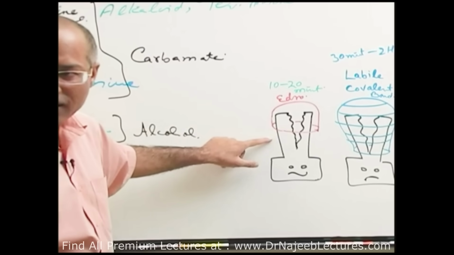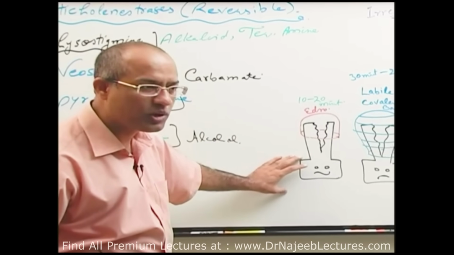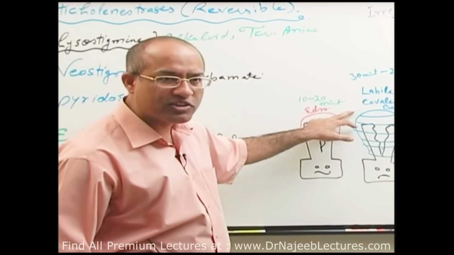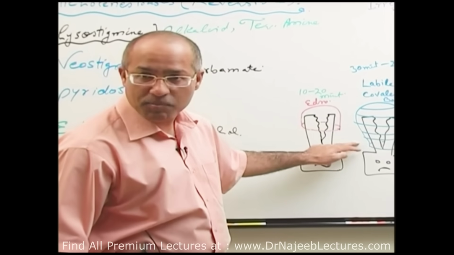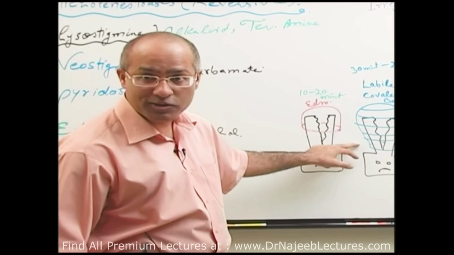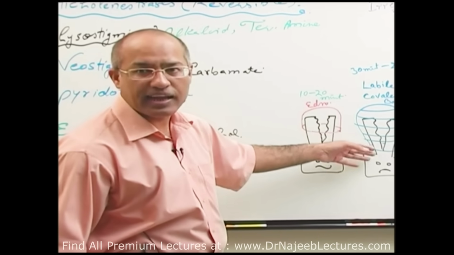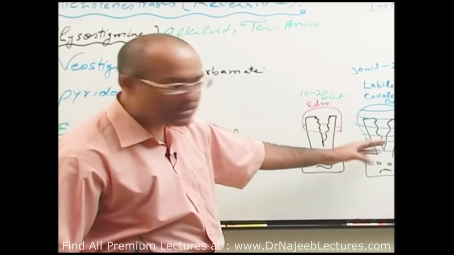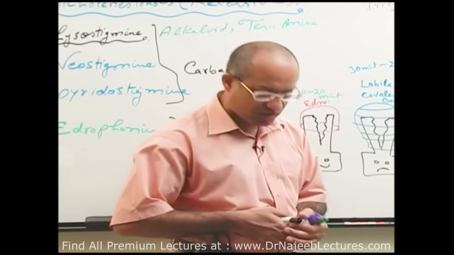Edrophonium binds very loosely and within 10 to 15 minutes detaches, and the enzyme recovers. Cholinesterase activity recovers. Carbamates like neostigmine, physostigmine, pyridostigmine bind in a covalent way, but this is a labile covalent bond, not a stable covalent bond, and eventually they also detach, but their inhibition remains from half an hour to a few hours. The real problem is irreversible anticholinesterases.